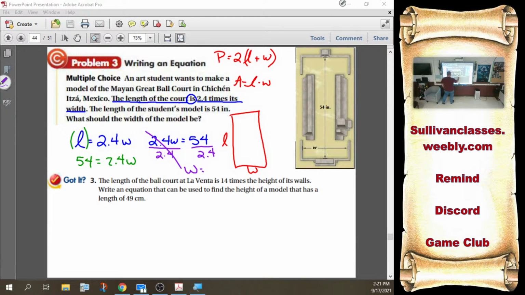22.5, okay. But here's the thing. Can you write that? Yeah, you could probably look at this and say the length is 2.4 times the width. All right, so just divide that by 2.4. Yeah, that's great, but can you write the equation that says the same thing? Get used to writing the equation when it's nice and easy so that when it gets ugly, you're okay.